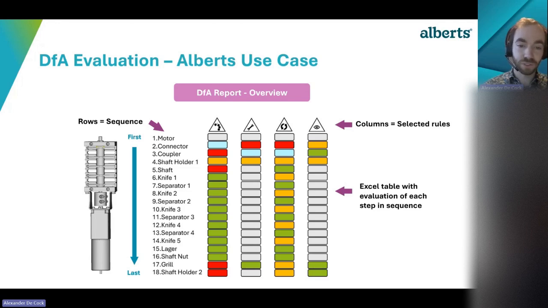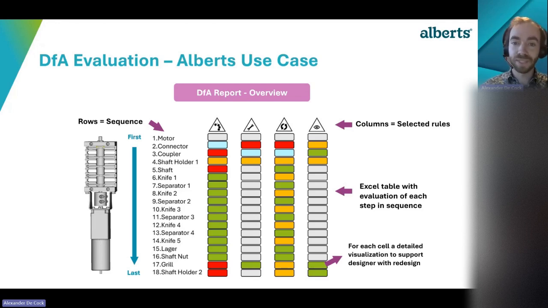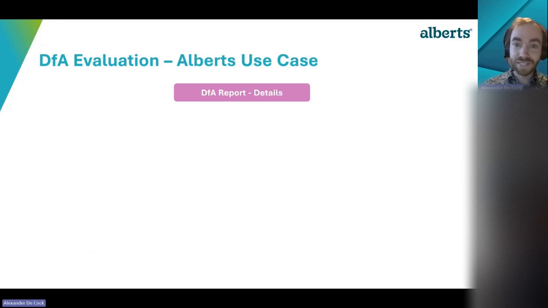Similar for the shaft and for the grill and the shaft holder, we see some problems with stability that we need to investigate. And we also see in the misplacement column, the third column, this green-yellow alternation. And this shows that every time there is a knife in the operation, there is also a potential risk of misplacement. So this is the overview. And then for each cell, our tool can also generate a 3D visualization of the problem that it identified, such that designers are supported with the redesign or solving this problem. So in this slide, I will show some of these detailed visualizations.